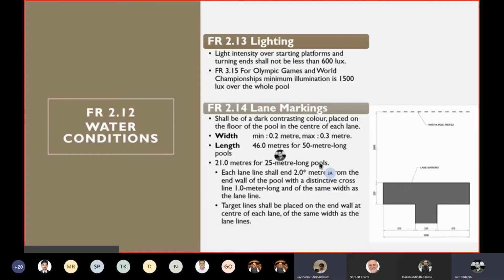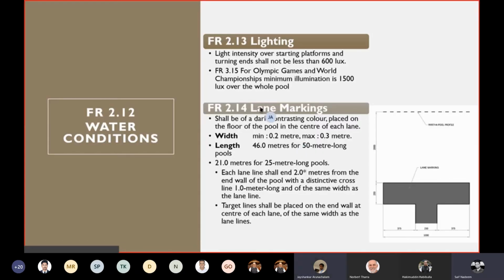Sorry, I just missed the view in between. The width of this lane is about 0.2 meter, and I will show it in the next slide also. The maximum can be 0.3. The length is 46. Sorry again, I'm missing the images in between, maybe because of a bandwidth issue, so there's a small pause when I'm talking. For a 25 meter pool, this should be 21 meters.